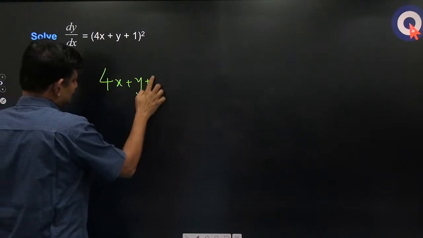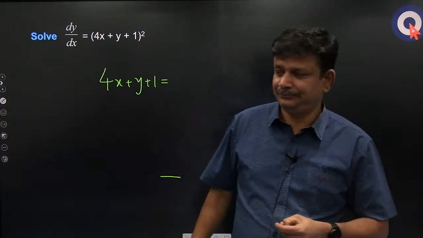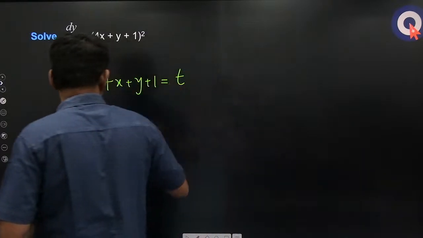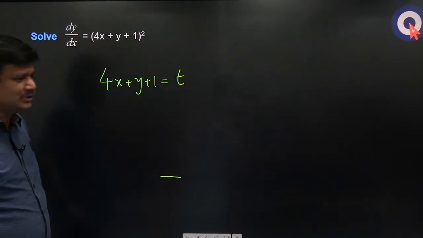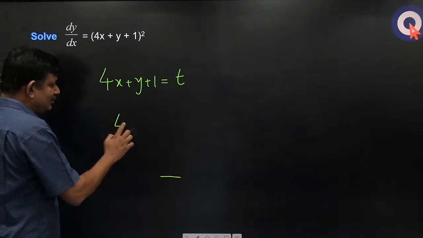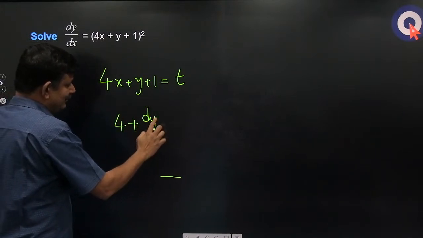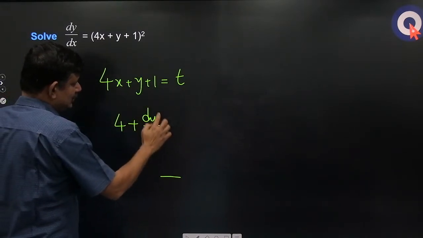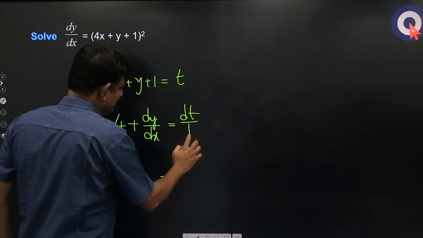Whatever the linear function is there, assume it to be t. By assuming, what will you get? Now differentiate throughout with respect to x. Derivative of 4x is 4 plus dy by dx. Derivative of 1 is 0, is equal to dt by dx.